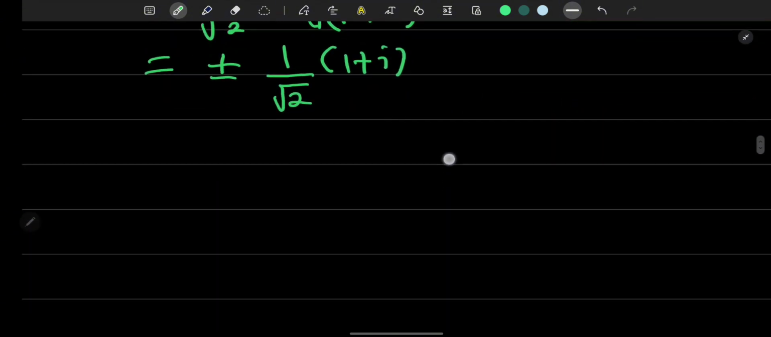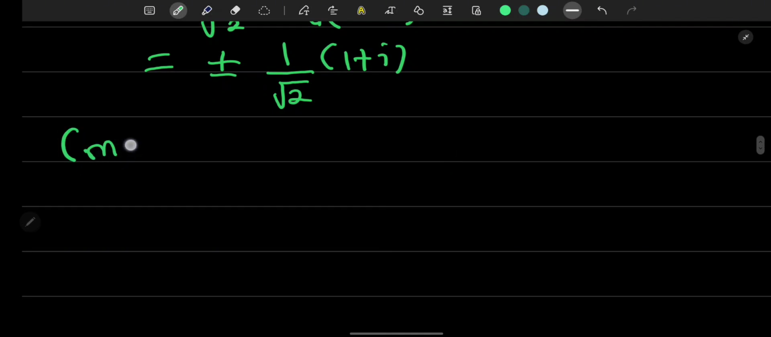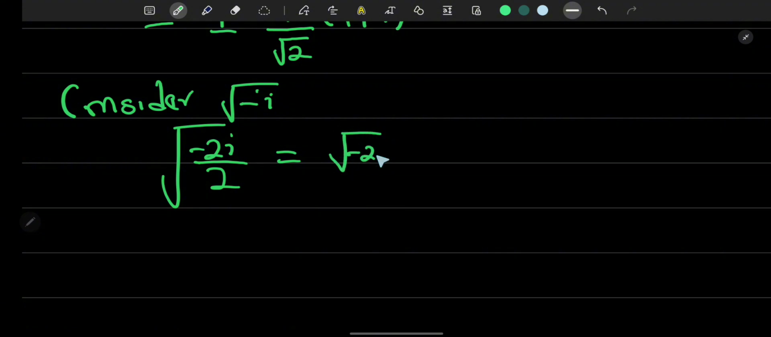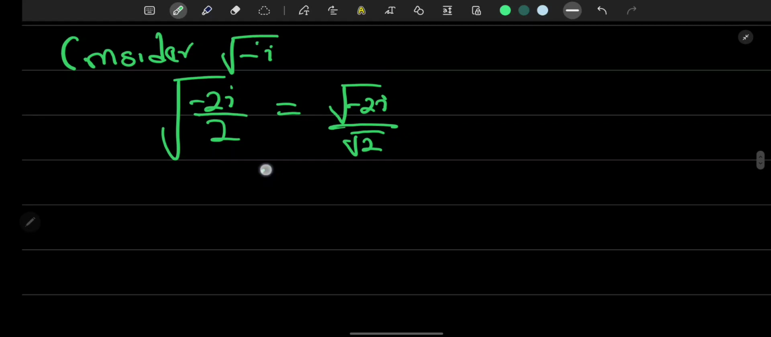Now we consider the second expression, which is the square root of minus i. We do the same thing with this. So you introduce 2 here. So this is minus 2i over 2. And of course, we can break this down to be the square root of minus 2i over root 2. That can also be written as 1 over root 2 times the square root of minus 2i.